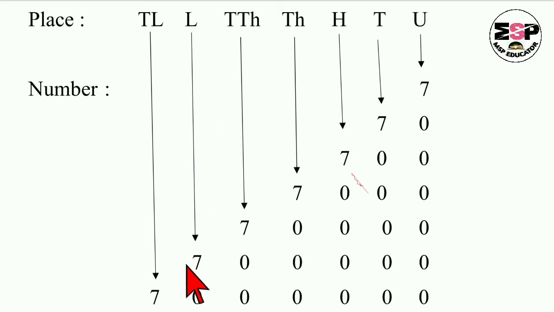Now the lakh place. Again the lakh place is a 6 digit number. So how it is a 6 digit number, that we will see. Put 7 under the lakh place and count the places to the right of the lakh place: 1, 2, 3, 4, 5. So write down 5 zeros to the right of this 7. Then it will be 6 digits: 1, 2, 3, 4, 5, 6. Yes, total are 6 digits.